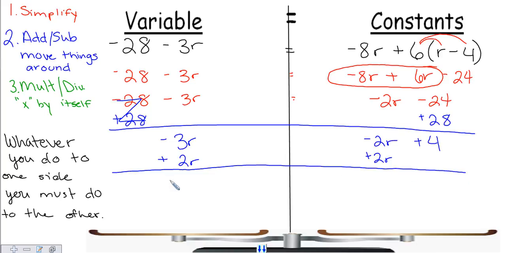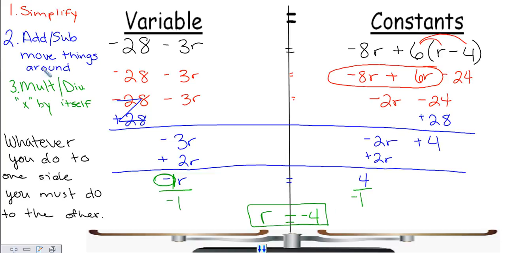And I have negative r, negative 3 plus 2 is negative 1, is equal to 4. Now, we might think that that r is by itself right now, but it still has that negative out in front of it. And we recognize this as a negative 1. So the inverse of that would be to divide by negative 1. And what that's going to do is make the r value just positive. R, or the variable, must always be positive in the end. That's how we know it's simplified. So I'm going to divide it by negative 1 over here as well. Whatever you do to one side, you must do to the other. So 4 divided by negative 1 is a negative 4.